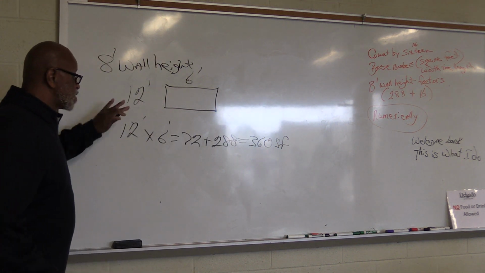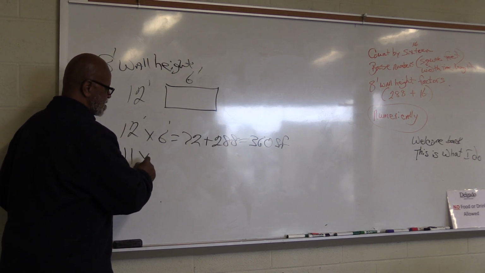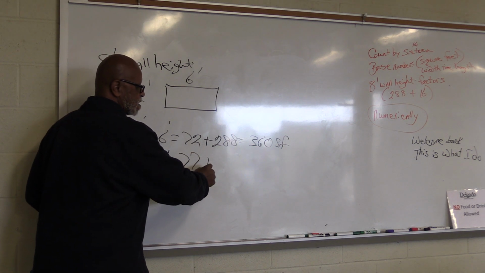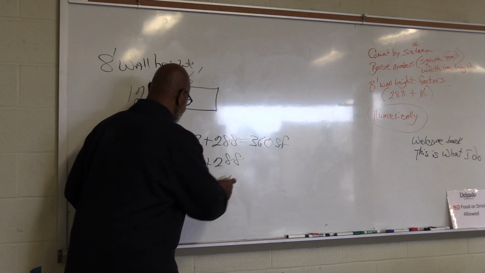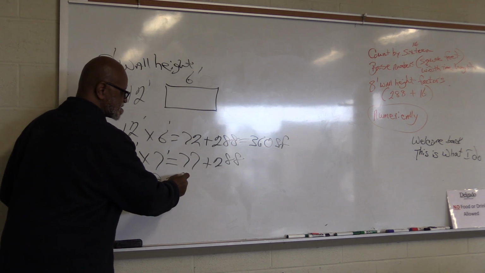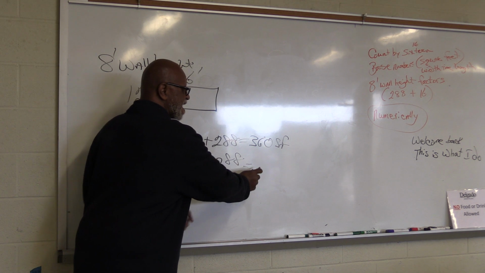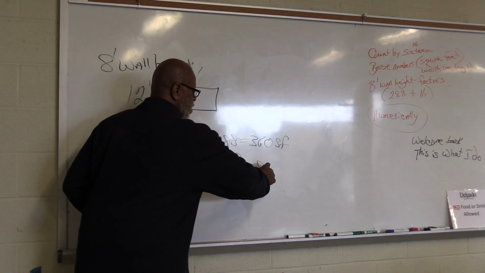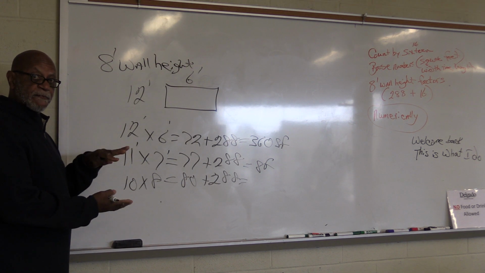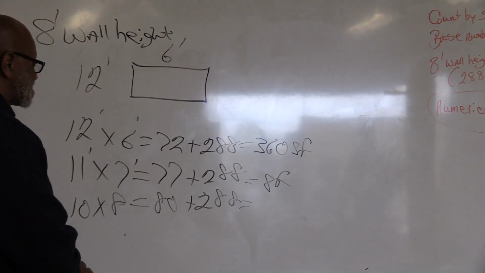right? So the next base number in line would be 11 times 7, which is equal to 77 plus 288. The next one would be 10 by 8, which is 80 plus 288, right? And that gives you the total square feet, right? So if we were to do any one of the base numbers, we don't have to add the 16 on it. But let me give you one with 16.